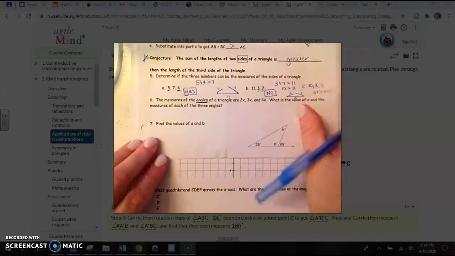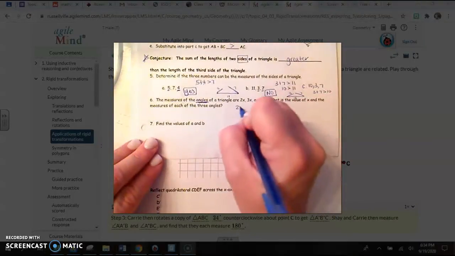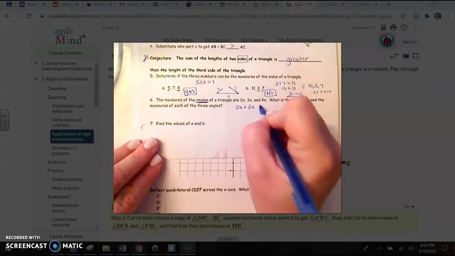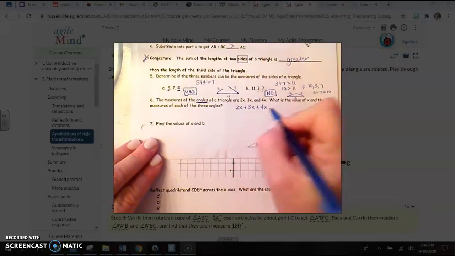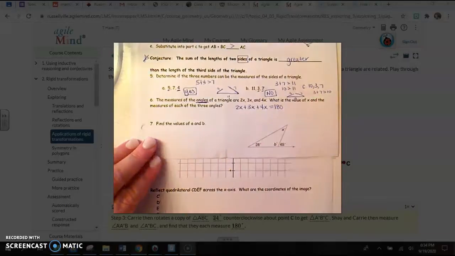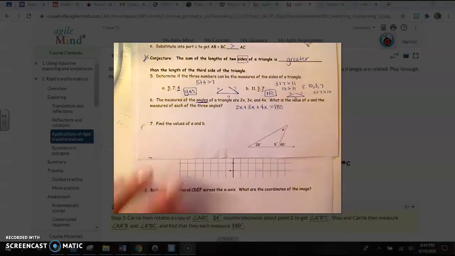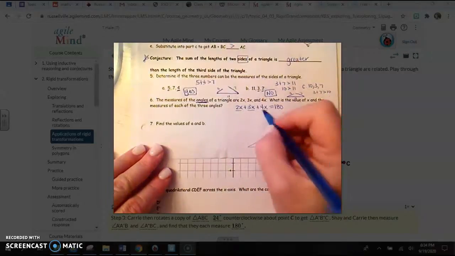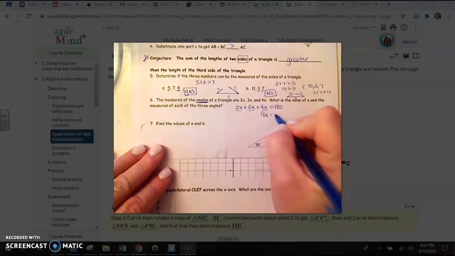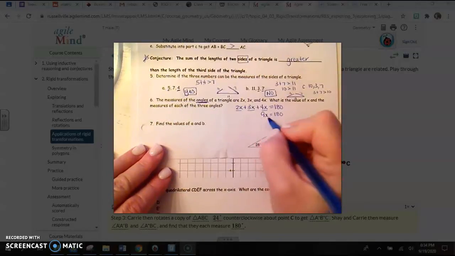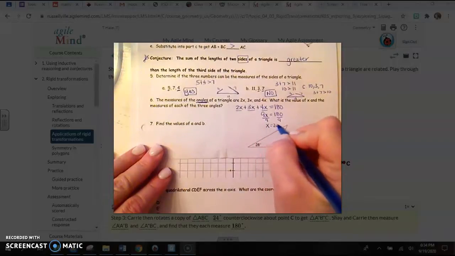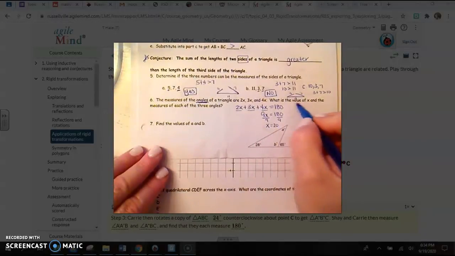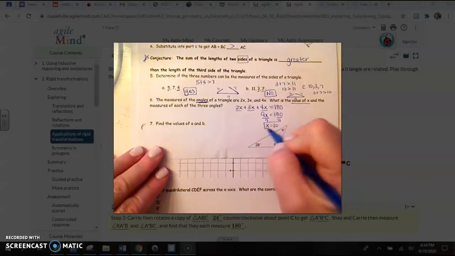So on number 6, we're going to take the 2x and add the 3x and add the 4x and say that those together, those three angles, have to add up to be 180 degrees. So then it's just algebra. These are all like terms. So we have a total of 9x equal to 180. We can solve that by dividing by 9, and so we get x to be 20. Now it says, what is the value of x? We did that. It's 20.